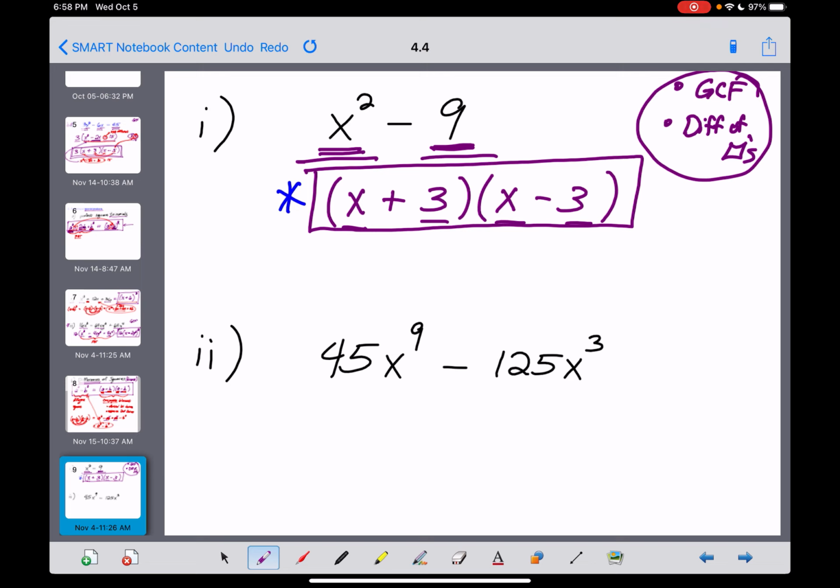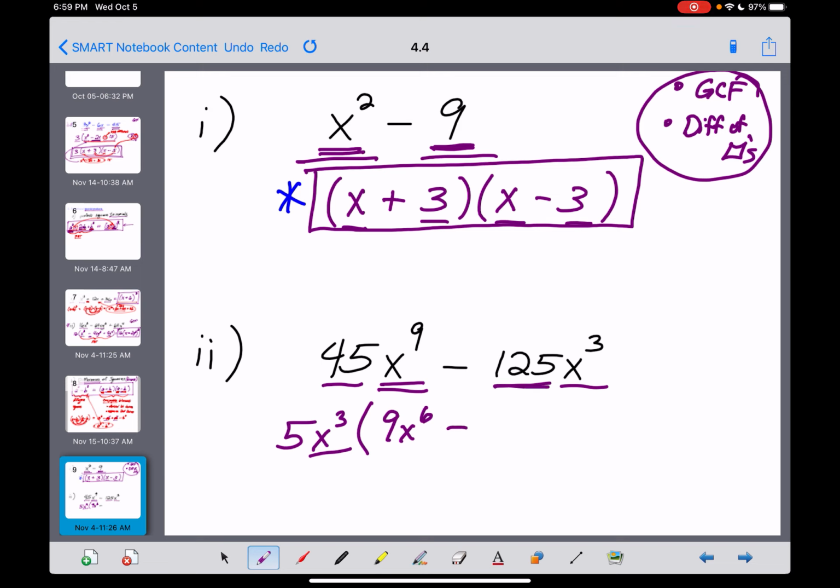And what can we divide out from 45 and 125? Looks like a 5 is the biggest thing we can take out. And furthermore, variables. We have 9 x's here, we have 3 x's here, we can take 3 of those out. So 5x cubed is our GCF. And what's left over now? 45 divided by that 5 is 9. There were 9 x's. We pulled 3 of them out. 9x to the 6th is what we get there.